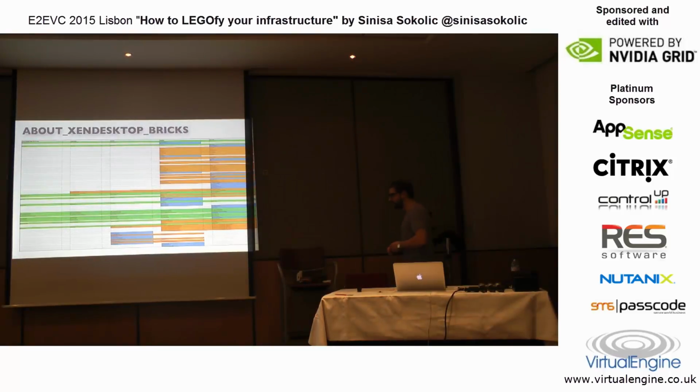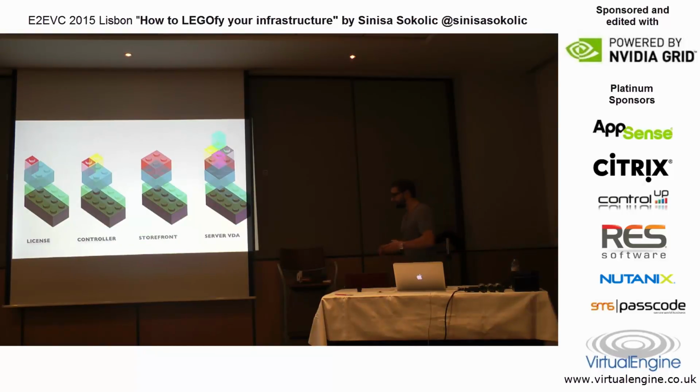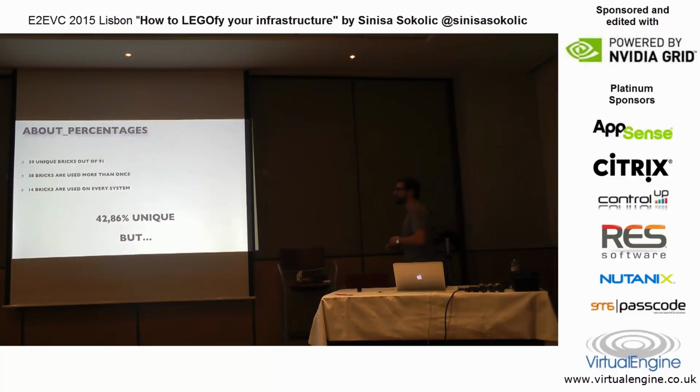If you put it in an action table, then you have something like this. The green ones are components or bricks that are used on every system I need. The orange ones are used more than once, and the blue ones are unique. And if we look a little bit abstract at it, it would look like this, that you have bricks that you put together on the systems you need to get the infrastructure up and running. So if you look further into it, we now have 80 bricks, 38 bricks that are used more than once, 14 bricks that are used in every system, and they're about 42% unique.